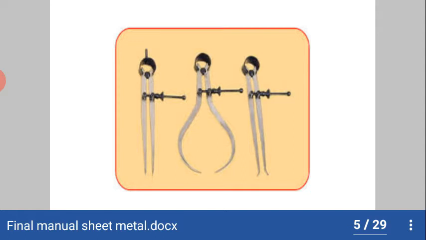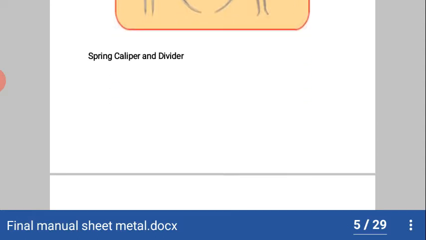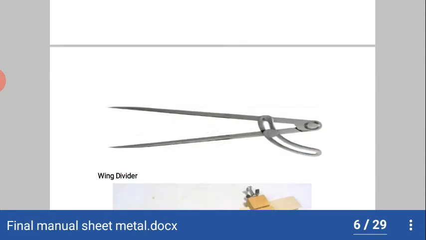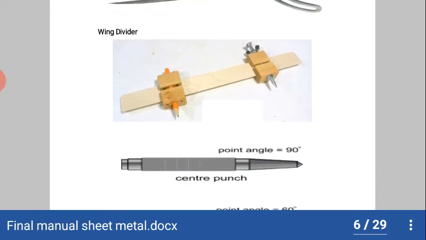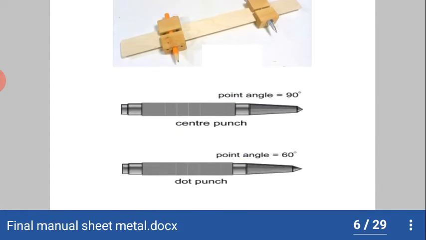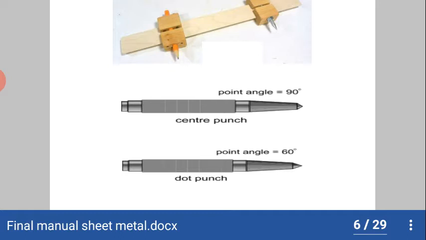Different sizes of calipers are available. That size depends on the dimensions of our workpiece. That is the wing divider that has an attachment along with it. That attachment is calibrated with some markings. That is, these are the center punch and dot punch.